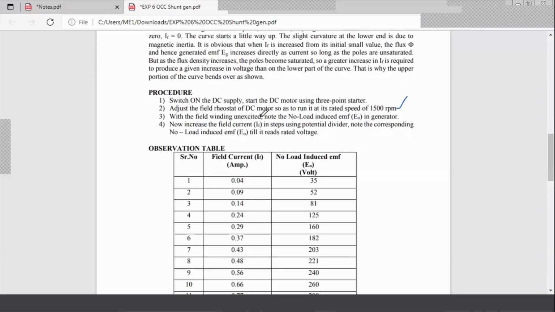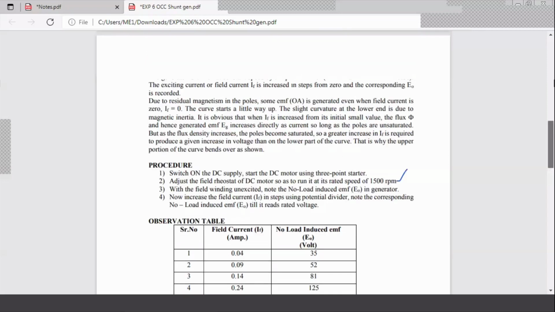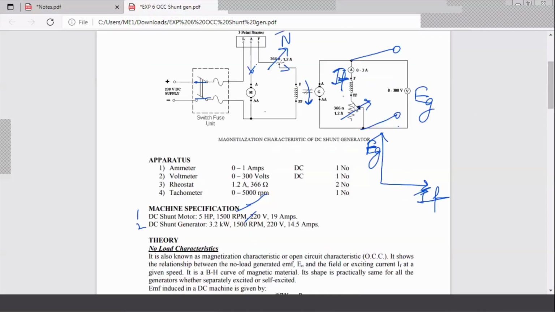Now with the field winding unexcited, note the no-load induced EMF in the generator. That means in this particular case we will measure it with IF equal to 0. There is no excitation here. We need to get this point, from which this graph starts.